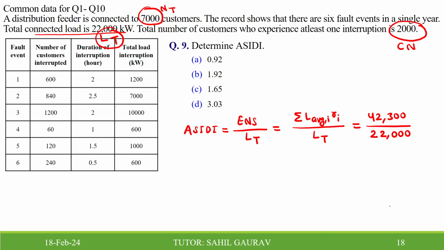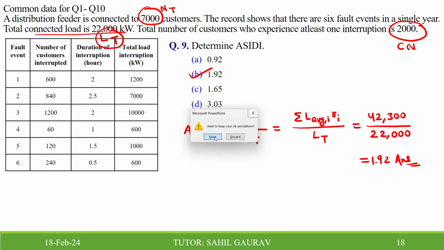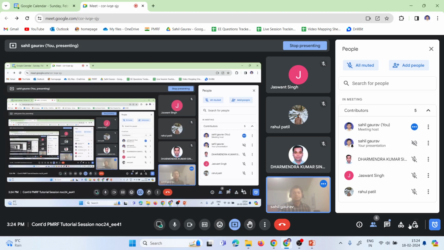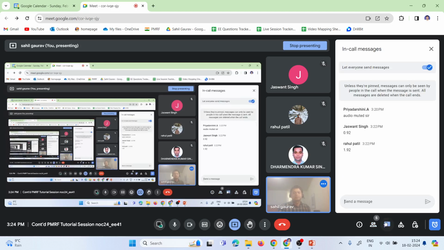Now if you compute this, then you will get 1.92 as the answer. Therefore B is the correct answer. Yes, Jaswant, Rahul, both of you are correct.